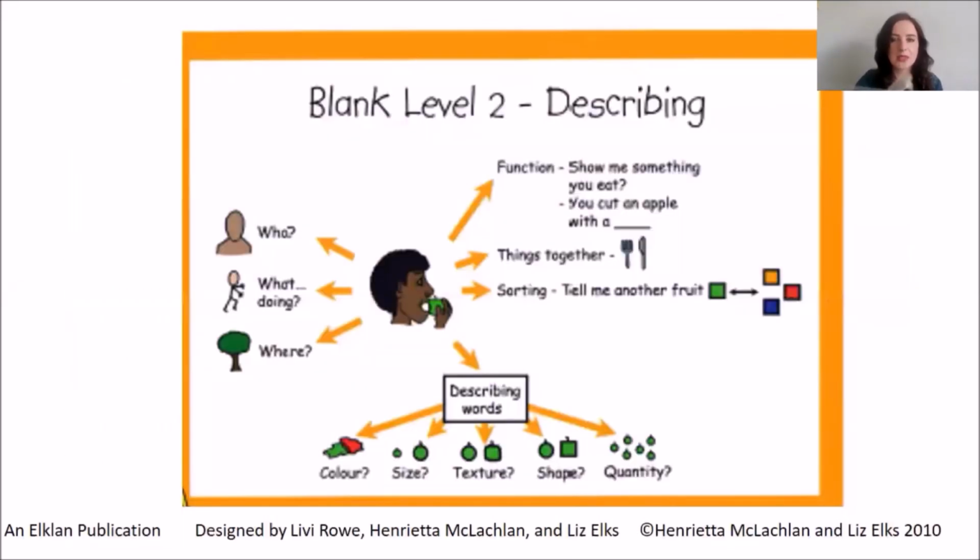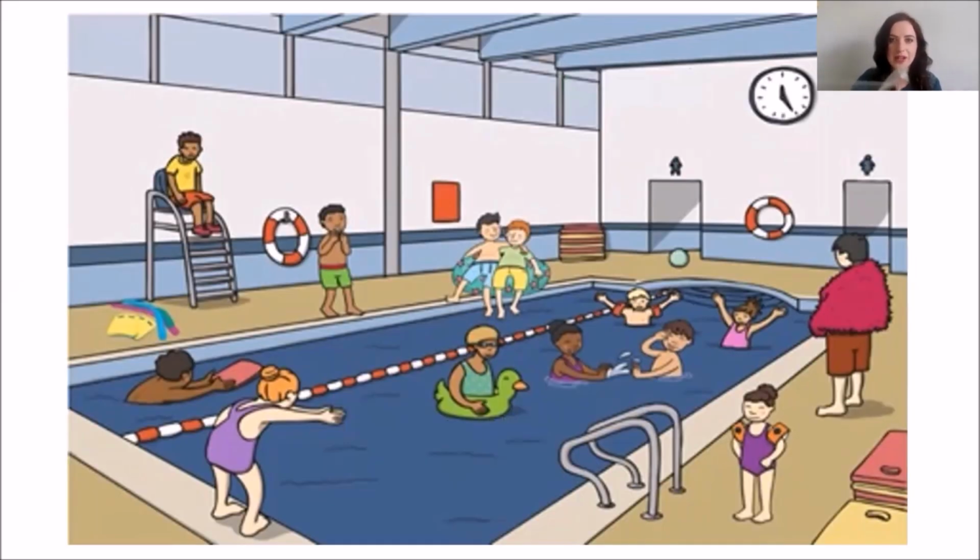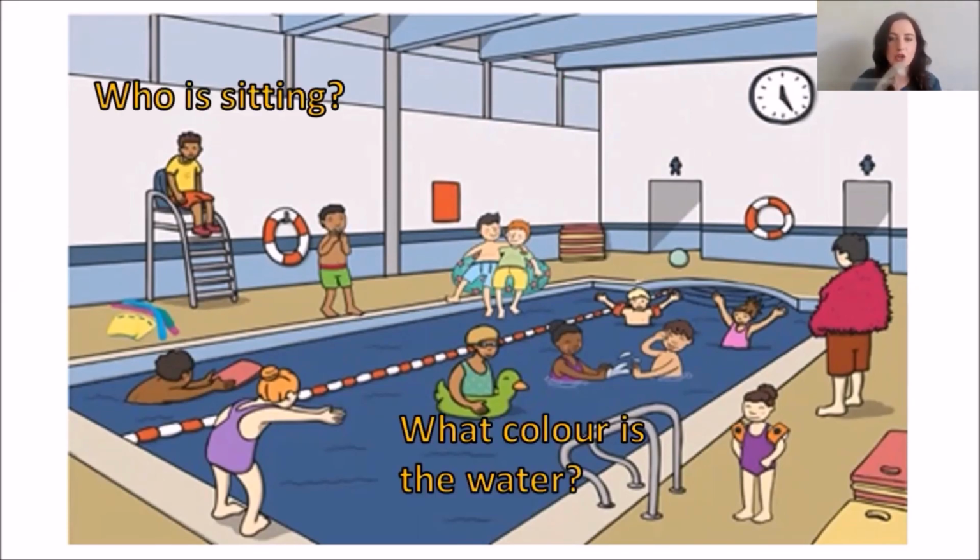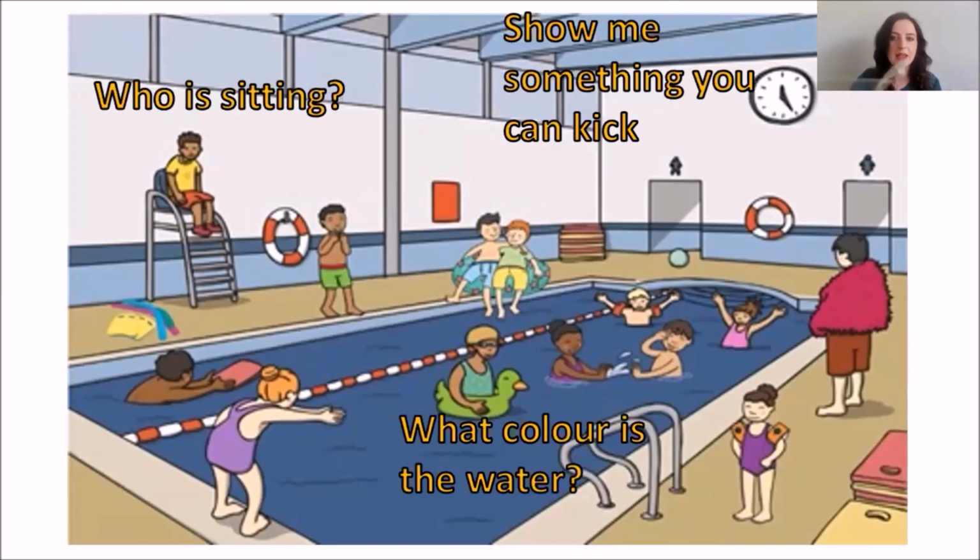Level 2 focuses on describing, so color, size, shape, as well as WH questions like who, what, and where. So in the picture, our questions could be, what color is the water? Who is sitting? Show me something you can kick. Where is the blue pool noodle? And what is the girl doing?